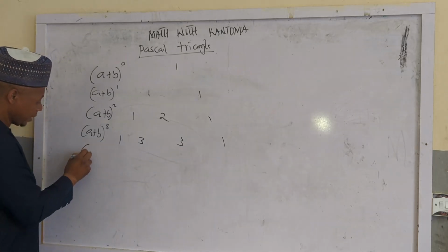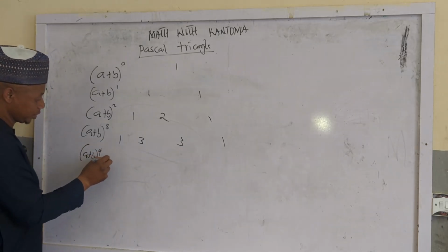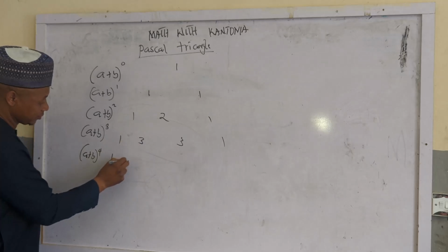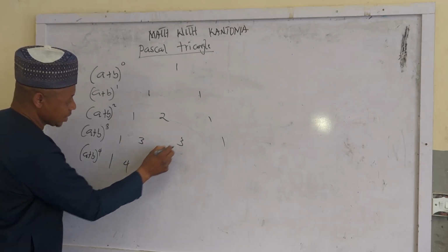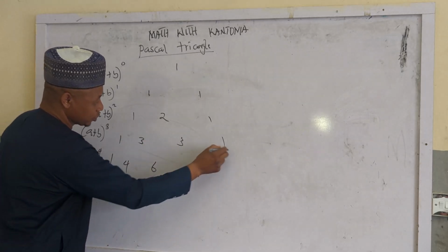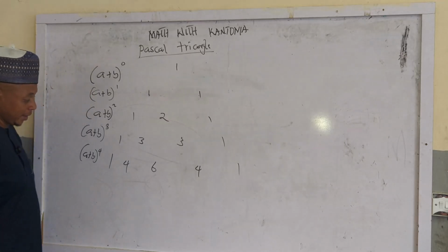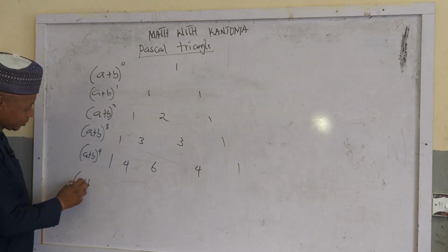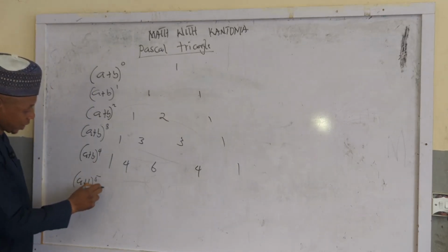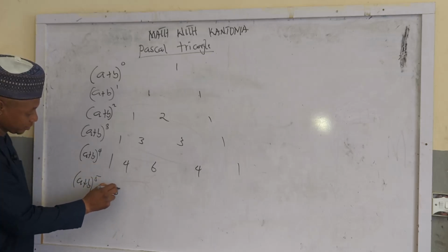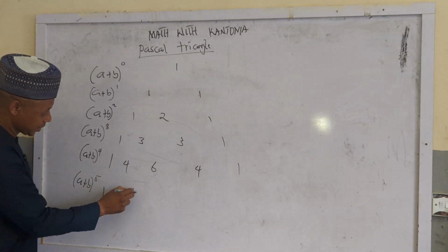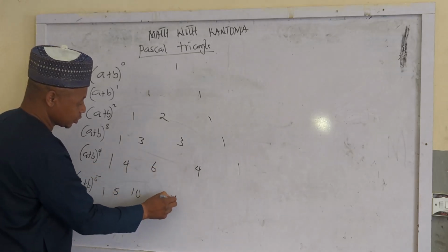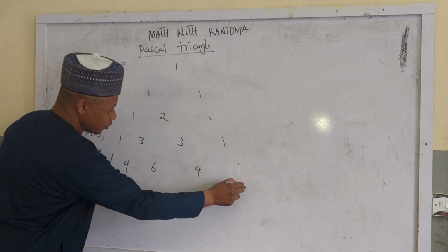If it is a plus b raised to the power of 4, this will be 1. 1 plus 3 is 4. 3 plus 3 is 6. 3 plus 1 is also 4. So we also bring this one down. If it is a plus b raised to the power of 5, this will be 1. 1 plus 4 is 5. 4 plus 6 is 10. 6 plus 4 is also 10. 4 plus 1 is 5. Then we bring this one.